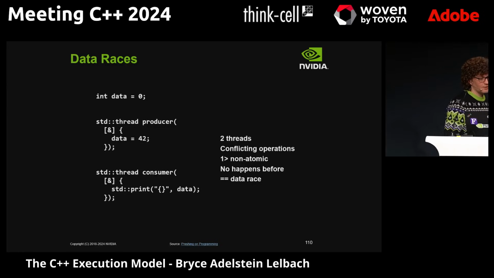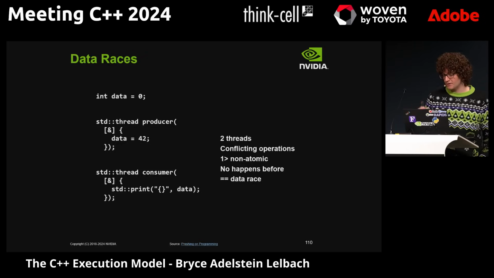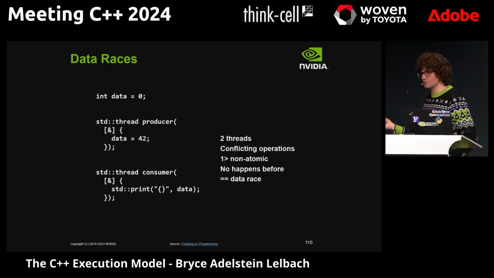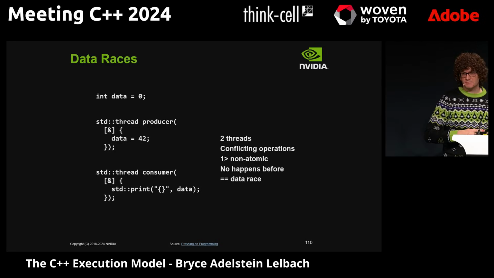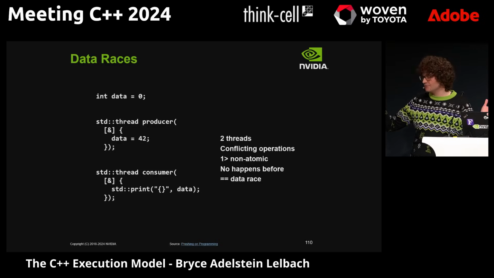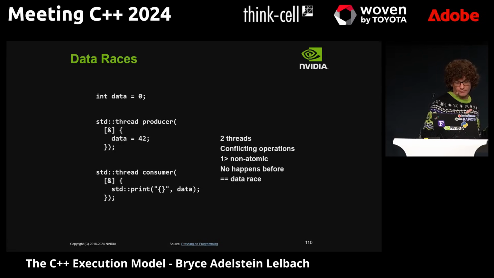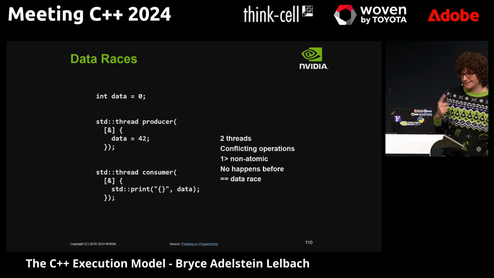And that means the program could print 0, it could print 42, it could print another random integer value, it could print an infinitely long string, it could just print forever, and it could crash. Like, anything could happen.